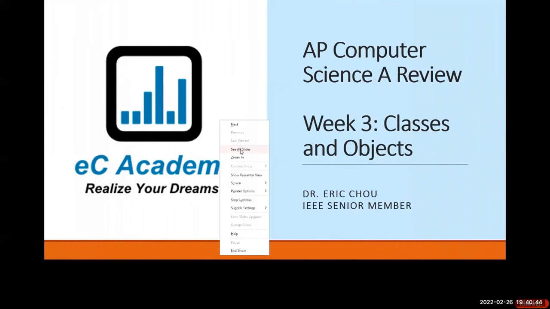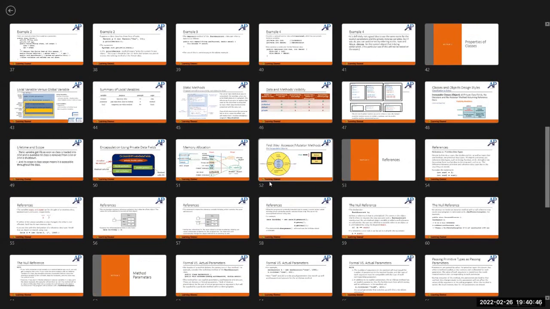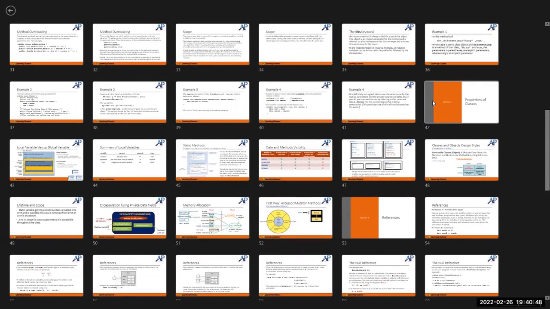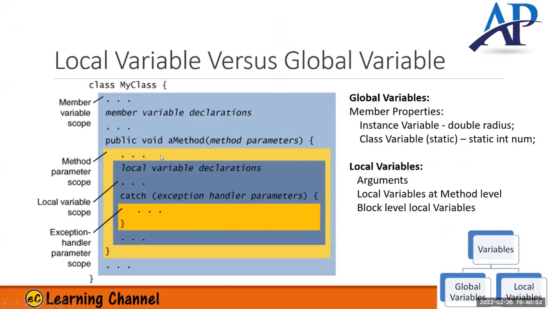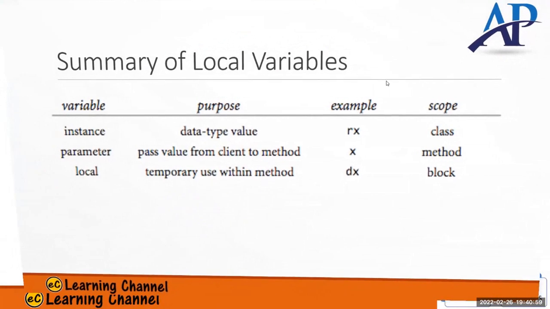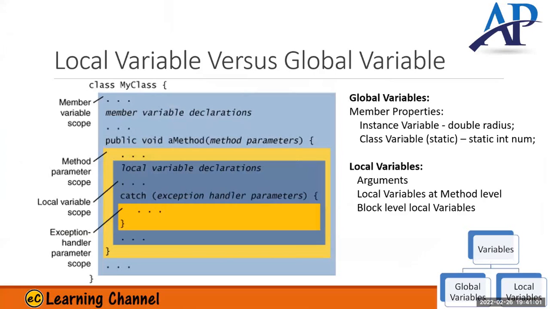So the property of the class. Property of class means you need to know about the local variables of different kinds, and also the static variable. Static variable is static. Once your class is loaded, you will have a class variable. That's called a class variable. And you also have the instance variable. Instance variable belongs to a certain object.